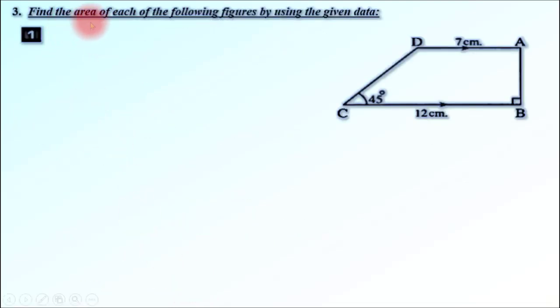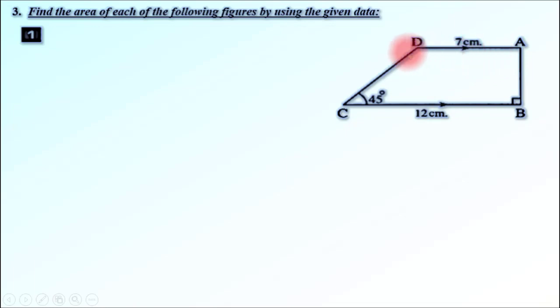Number 3, find the area of each of the following figures. Number 1, we have here trapezium ABCD, in which AD is parallel to BC, and the measure of angle B equals 90 degree, measure of angle C equals 45 degree, and the length of AD equals 7 centimeter, BC its length 12 centimeter. To find the area of the trapezium, we must have the length of its height.